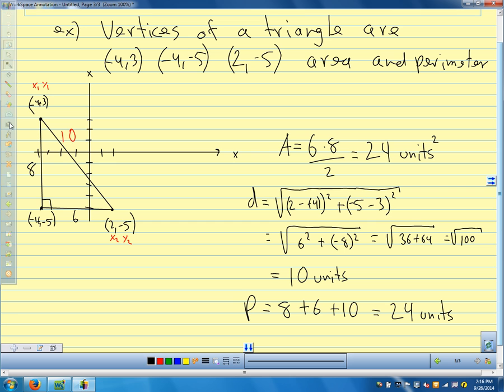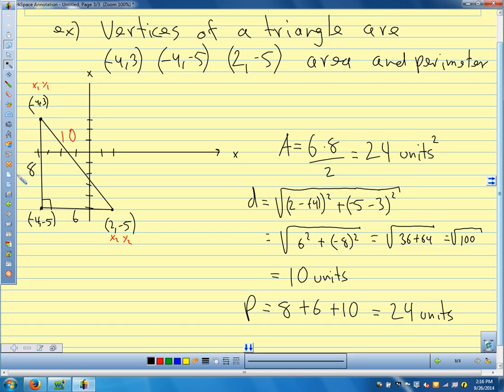So when we have points in the coordinate plane, we can always find the distance between them, the length of a side, by using the distance formula. And it's fine that our area and our perimeter turn out the same. That can happen sometimes. It doesn't always happen, but it can. And this is 24 square units, and this is just 24 units. 24 square inches and 24 inches. All right, we good there?